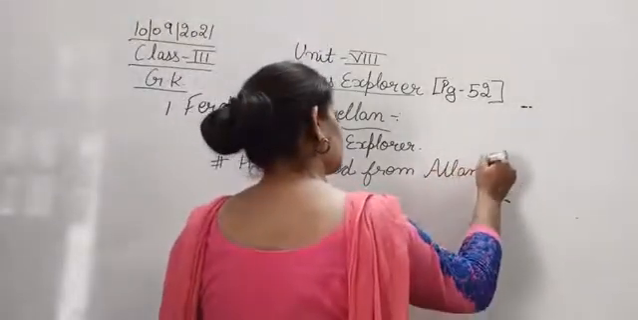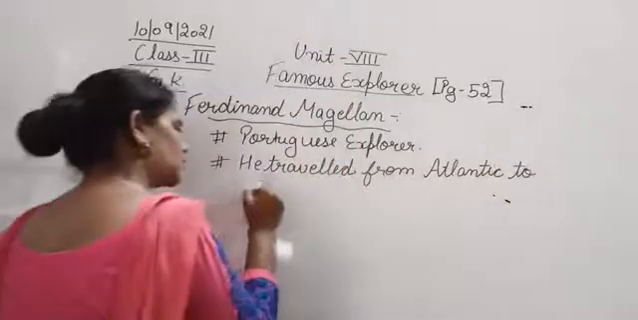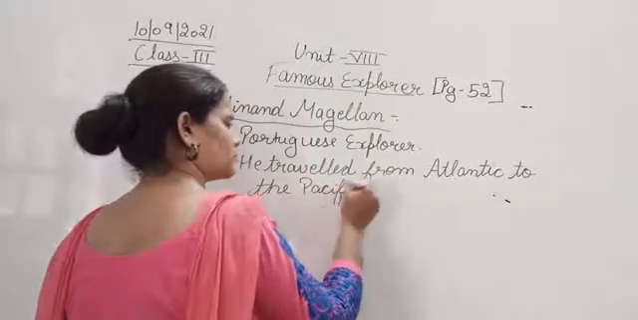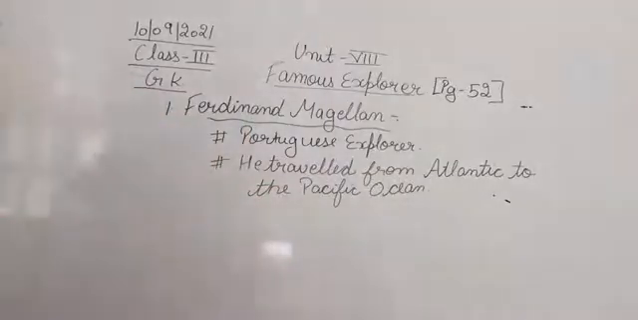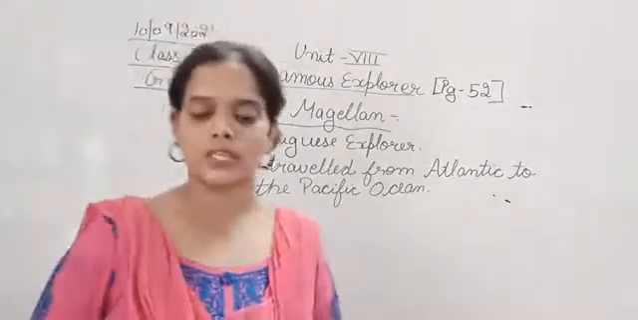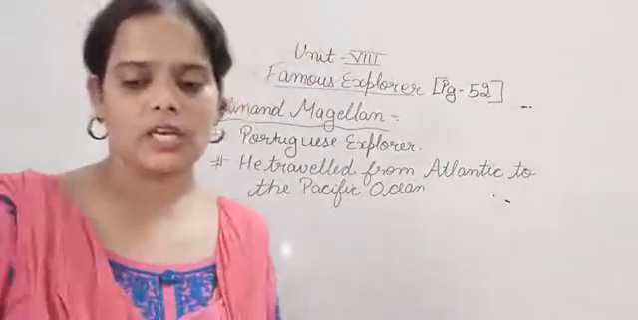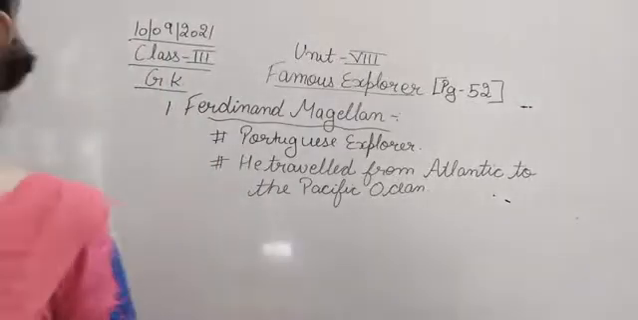So he traveled from the Atlantic Ocean to the Pacific Ocean. And he was the first European expedition to cross it. So he was the first European who crossed this expedition. He was the first to cover the distance from the Atlantic to the Pacific Ocean. So he is Ferdinand Magellan. So who is he? He is Ferdinand Magellan.